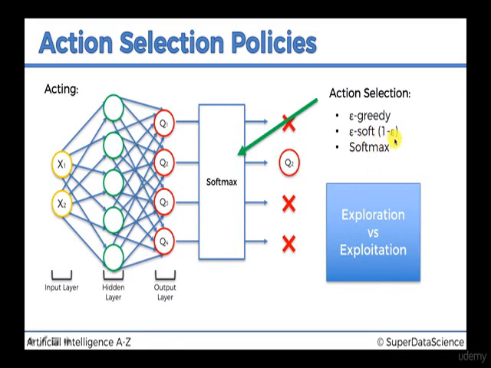Epsilon soft is the opposite. Basically, you're selecting the best action 1 minus epsilon percent of the time. So if your epsilon is 0.1, or 10%, then only 10% of the time you're taking this action, and 90% of the time you're selecting a random action. So very, very simple, just inverted algorithms. And Softmax is kind of the next step, or a more advanced version, I would say, of the epsilon greedy algorithm.